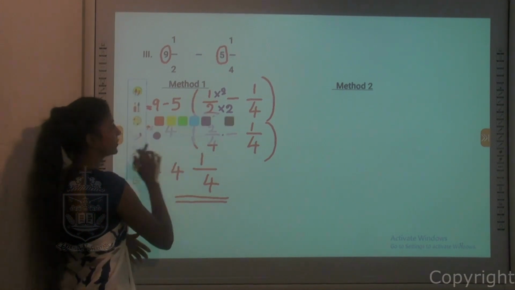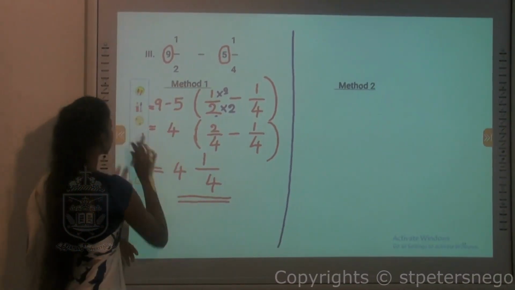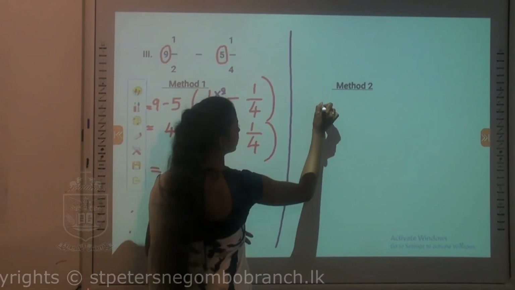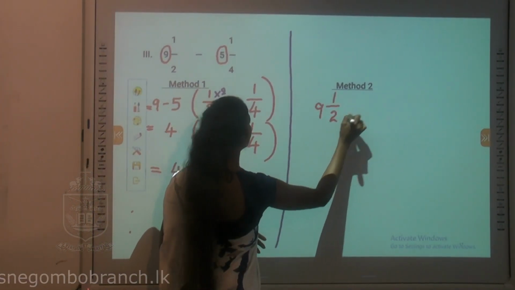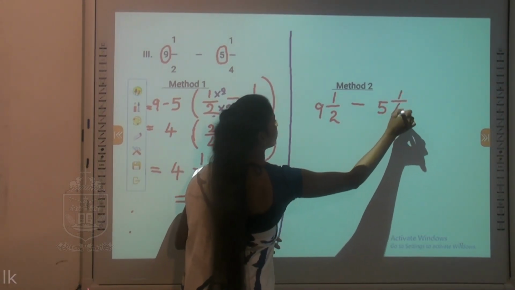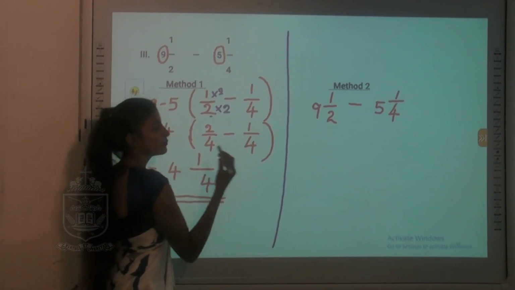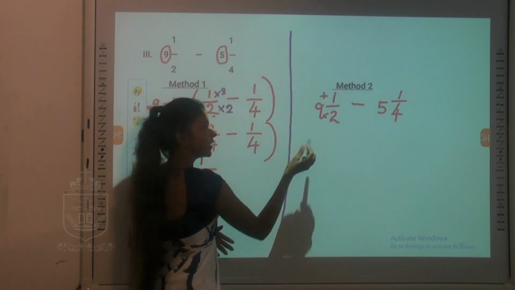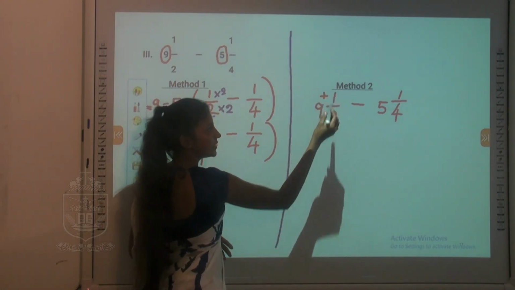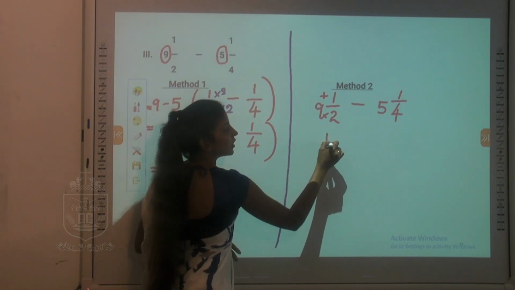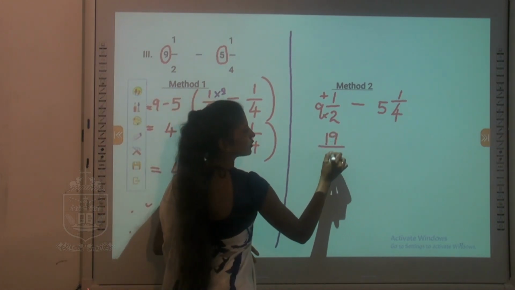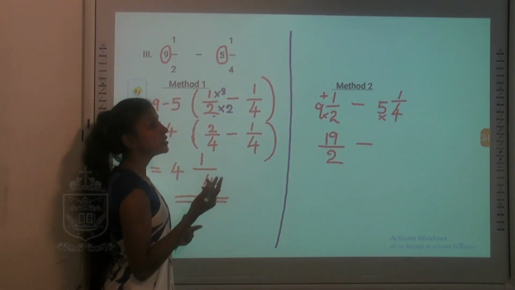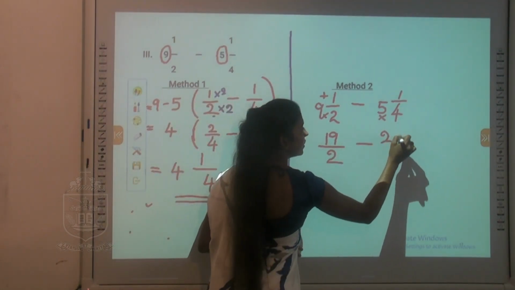So let's see how we can convert this into an improper fraction. Right, let's convert. So I'm going to rewrite the question again. Here we have 9 1 over 2 minus 5 1 over 4. So let's multiply. Multiply means we are going to convert it into improper. So that means you have to multiply and then add. 2 times 9, 18. 18 plus 1, 19 over 2 minus 5 times 4, answer is 20. 20 plus 1, answer is 21.